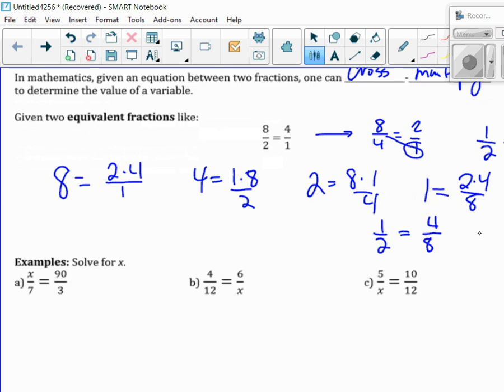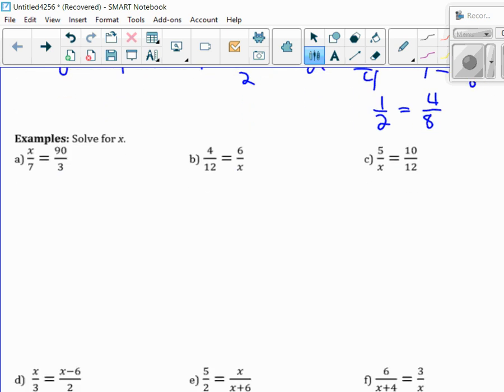Okay, so now the rules are you need to have x on top by itself. So x is on top. It's in the right spot, but 7 shouldn't be there. So we go 7 times 90 divided by 3. Does everybody see? That's what I'd be punching into my calculator. And what do I get? 210. So what I'm trying to say to you is you don't have to write all these steps and do whatever. You can just, do you see? Do a switcheroo. Cross multiply that over.